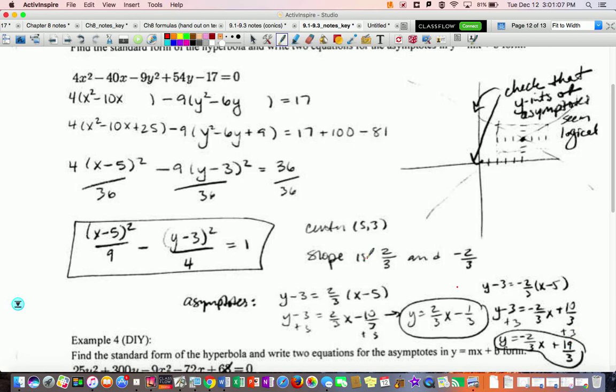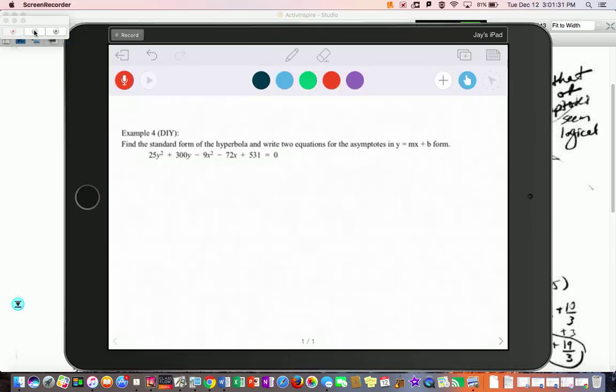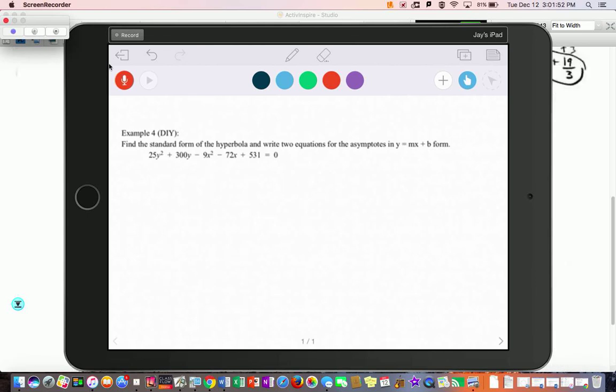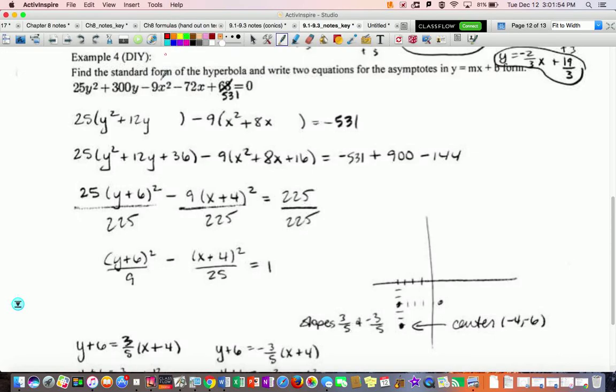So for example 4 now, you're going to go ahead and do the same work as a DIY. So that's your DIY. Pause the video now. All right, so let's go take a look at example 4. My number was off there, so we're 531. So move that to the other side, negative 531. Do your completing the square. Make sure, 25 times 36 is 900. This is negative 144. You need it equal to 1, and so this turns out to be your standard form.